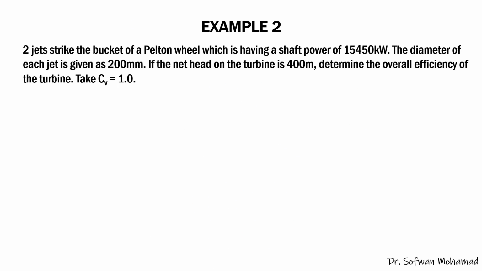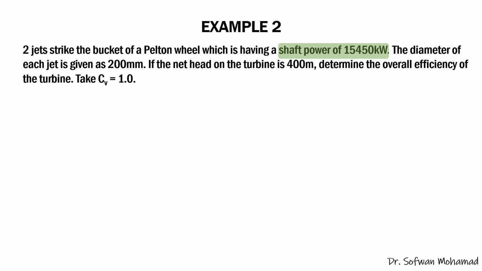Let's take a look at another example. Two jets strike the bucket of a Pelton wheel which is having a shaft power of 15,450 kilowatt. The diameter of each jet is given as 200 millimeters. If the net height on the turbine is 400 meters, determine the overall efficiency of the turbine. Take CV equal 1.0.